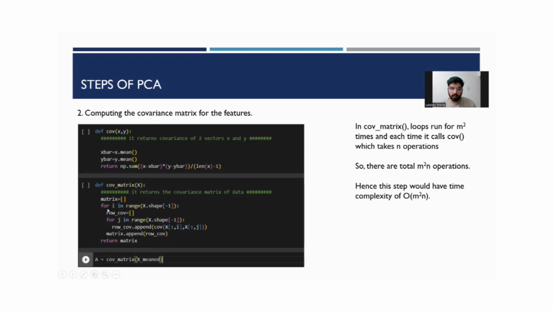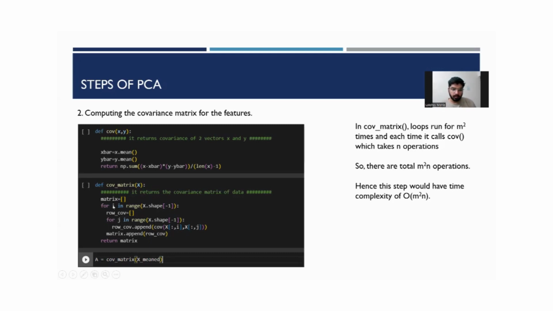Now for finding each row, the first row will have the covariance of the first element with the first element. Then the second element will be the covariance of the first feature with the second feature. Then the first feature with the third feature, and so on. In the row covariance, we are appending feature wise: 1 comma 1, then 1 comma 2, 1 comma 3. It will be stored in the first row. Then it will get appended to this matrix. Then this loop will end.